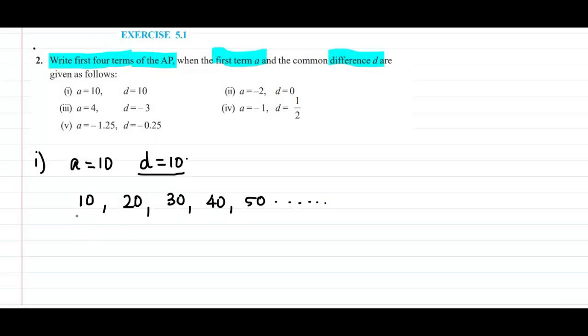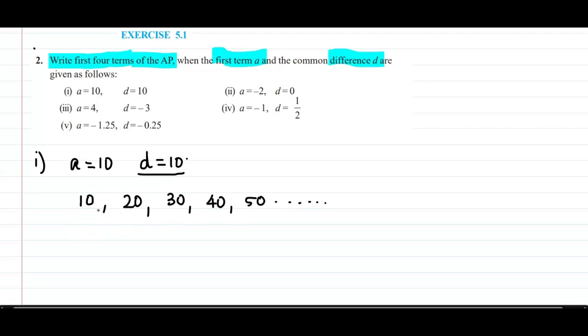Now coming back to the second question. So basically we are adding D here. So basically 10, then this is plus 10, then again plus 10, again plus 10, and so on. Next question. Here, A is equal to -2 and D value is equal to 0.